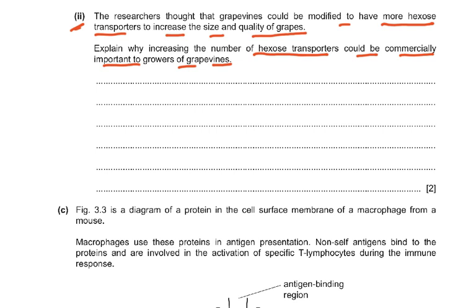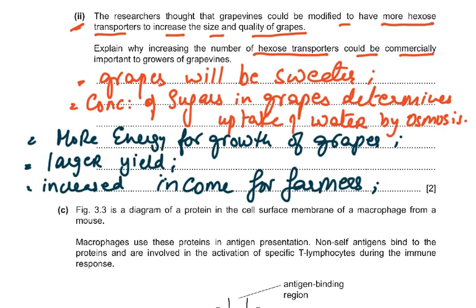Number 1, grapes will be sweeter, with improved taste. Concentration of sugar in the grape determines the uptake of water by osmosis. More energy for growth of the grapes, larger yield, increased income for farmers, and producing grapes in a shorter time. In a shorter time, they'll grow to a large size, and you can harvest them quickly and sell them in the market and make a lot of money. So: grapes will be sweeter, concentration of sugar determines uptake of water by osmosis, more energy for growth, larger yield, increased income for farmers.